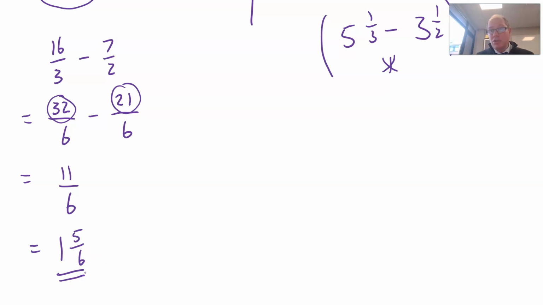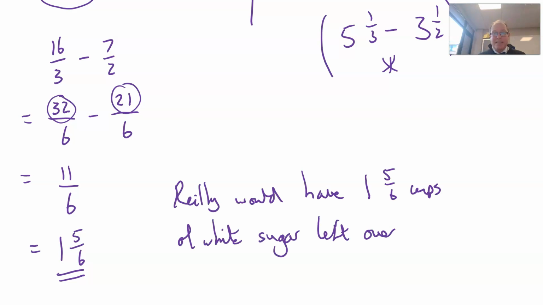And don't forget to always write a sentence at the end to finish off your applied word problem. So it would finish off with a nice sentence. So there's my nice sentence at the end. Riley would have 1 and 5/6 cups of white sugar left over. So the answer in context with the problem.